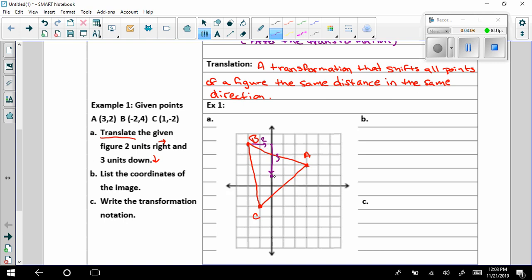And then we label this what's called B prime. So every time we move it, we add an apostrophe. So that would be B prime. Again, 2 units to the right, 3 units down. We end up with A prime. 2 units to the right, 3 units down, and we have C prime. Okay. So we can connect that new triangle and hopefully use a new color. See clearly that this triangle hasn't changed anything but where it's located in the graph.